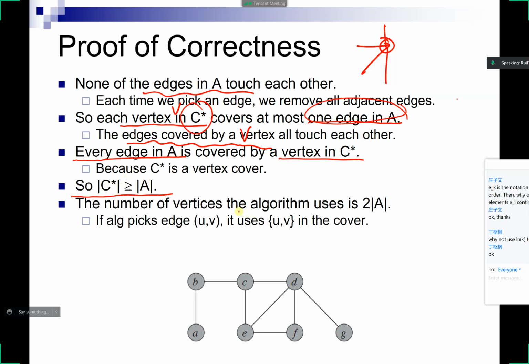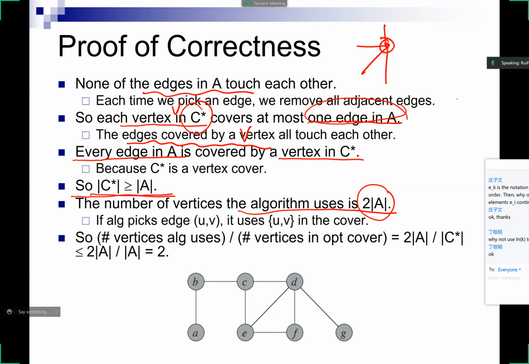Now what about our algorithm? The size of the vertex cover that we output is just 2 times A, because each time we pick an edge, we pick both endpoints. So if you pick 10 edges, you're going to pick 20 points. Our vertex cover has size 2 times A, and the minimum cover has size at least A. So the number of vertices that we use, divided by the number of vertices that the optimum uses, is going to be at most 2. This means that our algorithm uses at most 2 times as many nodes as the optimum.